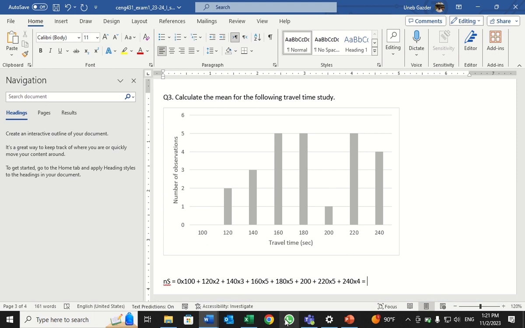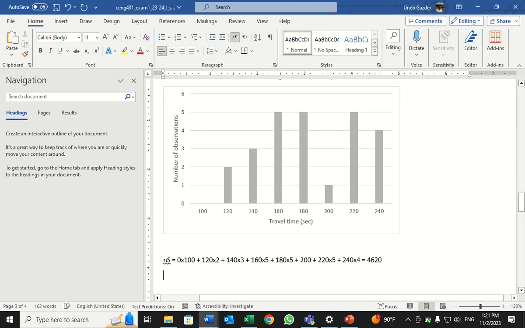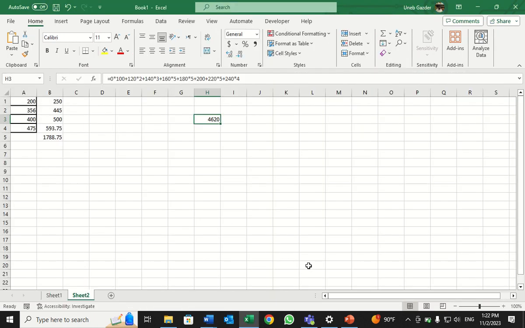Okay, so this whole thing, I'll just do a summation here. So this comes out to be 4620. Total number of vehicles we have: 2 plus 3 plus 5 plus 5 plus 1 plus 5 plus 4. How many 5s do we have? We have 2 plus 3 plus 5 plus 5 plus 1 plus 5. That's fine, just put an extra plus here. So 23.